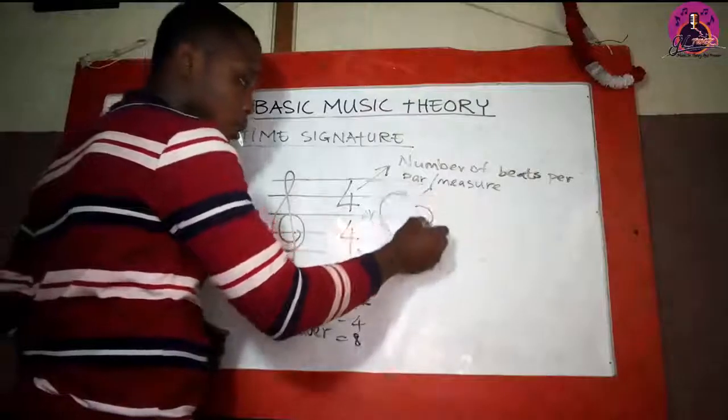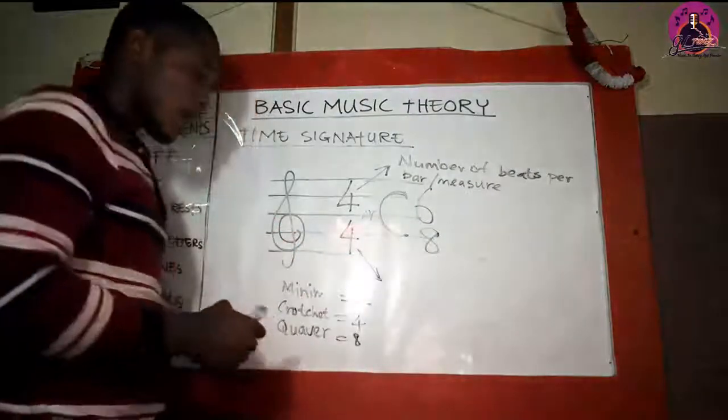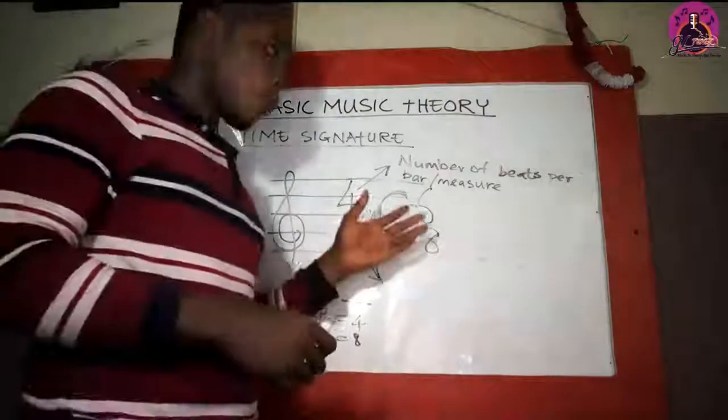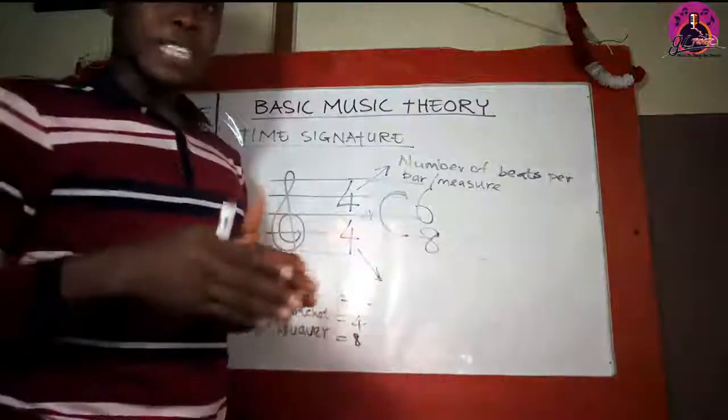If time signature is 6/8, it means that we have 6 quaver beats in a bar. If it is 4/2, it means we have 4 minim beats in a bar.